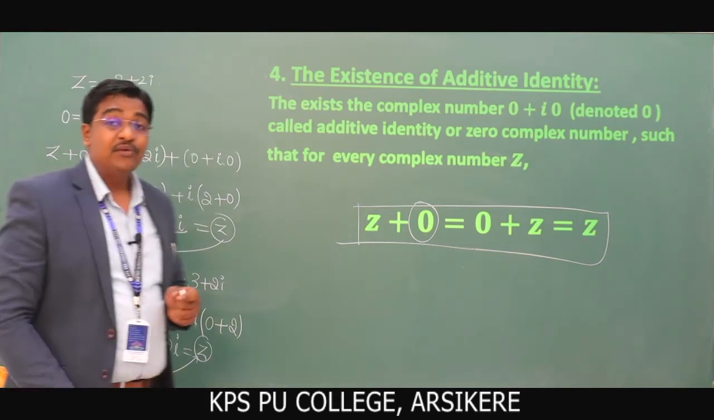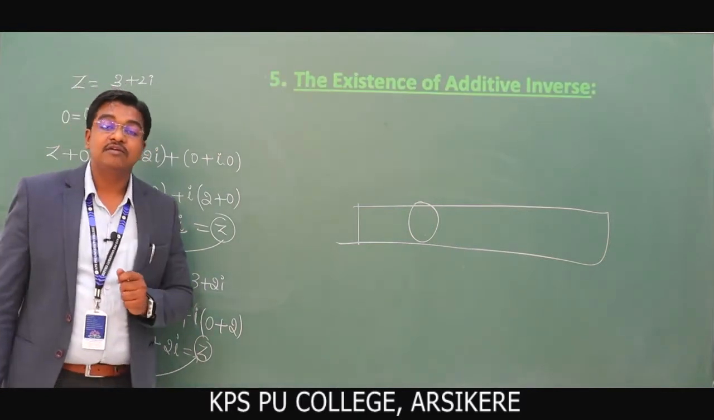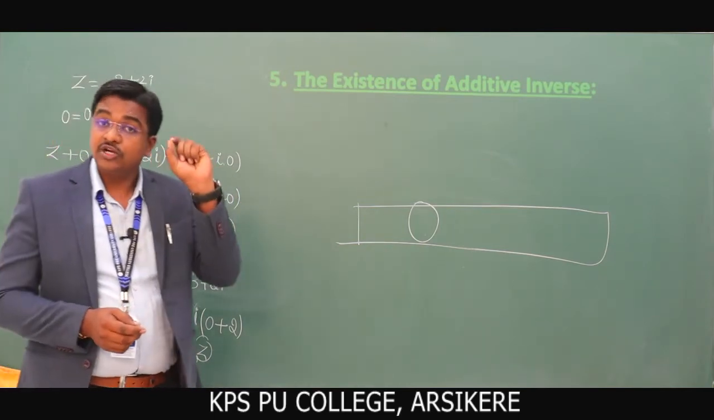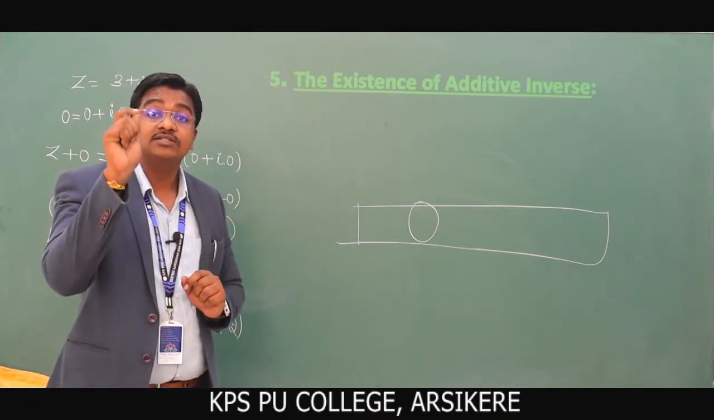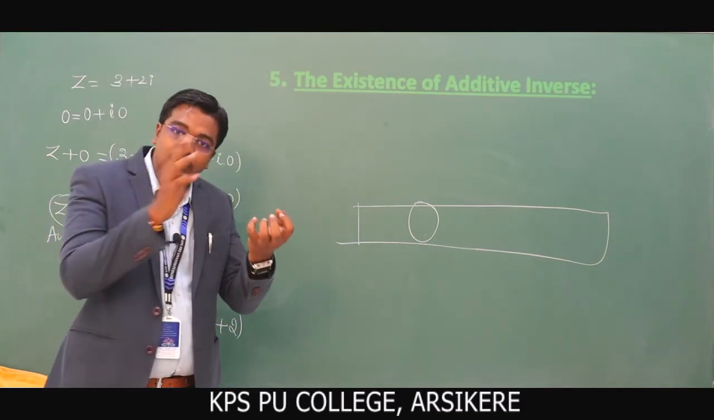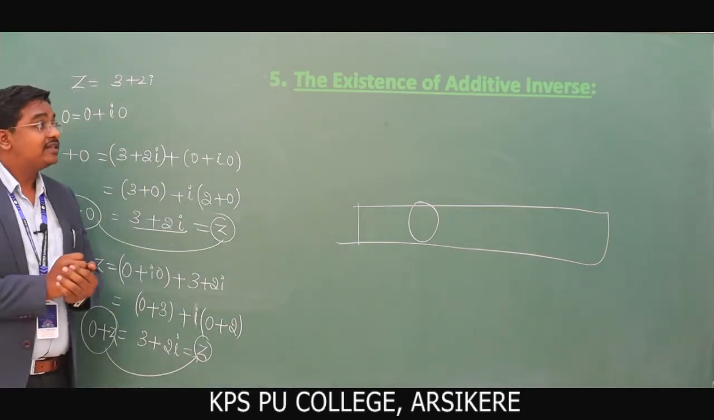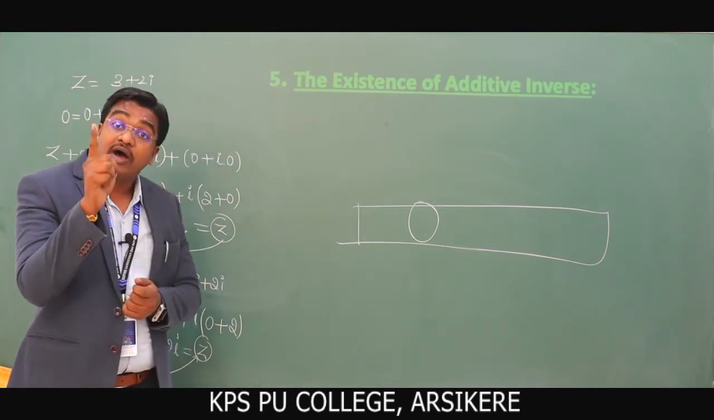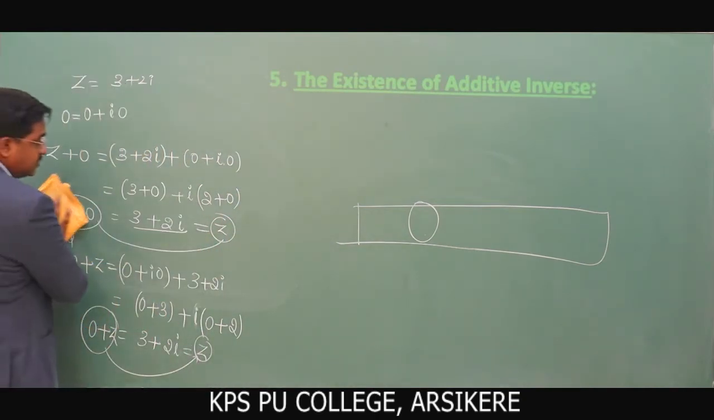Now dear children, we are moving to the next property. Property number 5. This is existence of additive inverse. In the previous case, we got additive identity. So now tell me, what is the additive identity of the complex number z? It is 0 plus i into 0, or you can say another word, here 0. z plus 0 is equal to 0 plus z is equal to what? z. So now we are moving to the next one, the existence of additive inverse. So the fourth property is additive identity and this property is additive inverse, or inverse property.